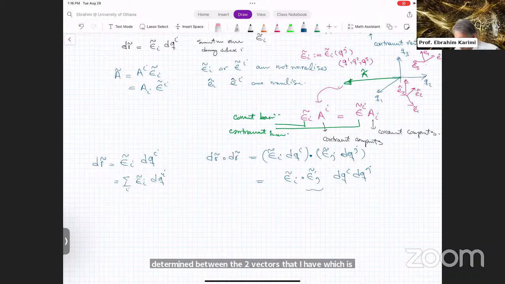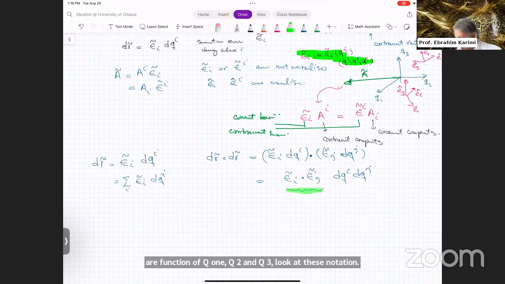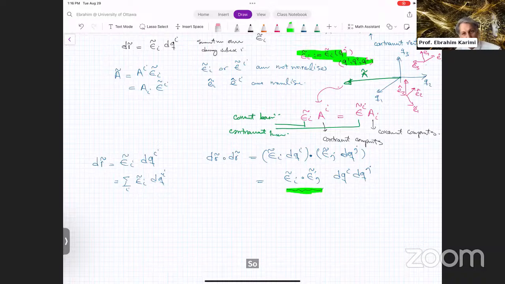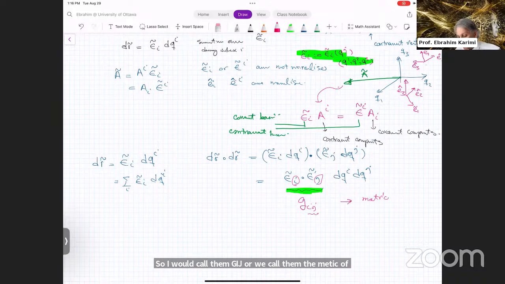So, and of course, since epsilon i and epsilon j are functions of the parameters, they are functions of q1, q2, and q3. Look at this notation. So indeed, that's a function of q1, q2, and q3, and they depend on the two indices i and j, so I would call them g_ij, or we call them the metric of the space. Or if I want to be careful, since the indices are in the subscript, I call them the covariant metric.